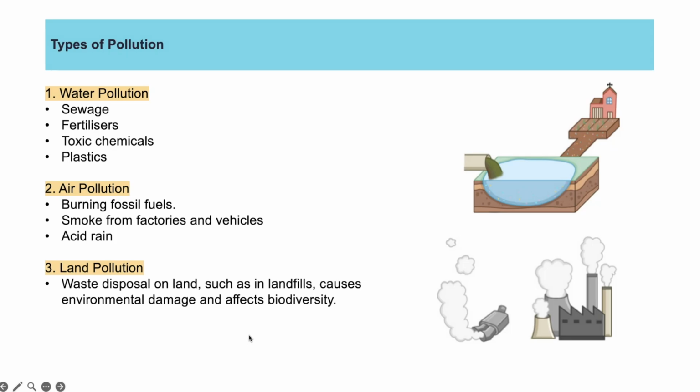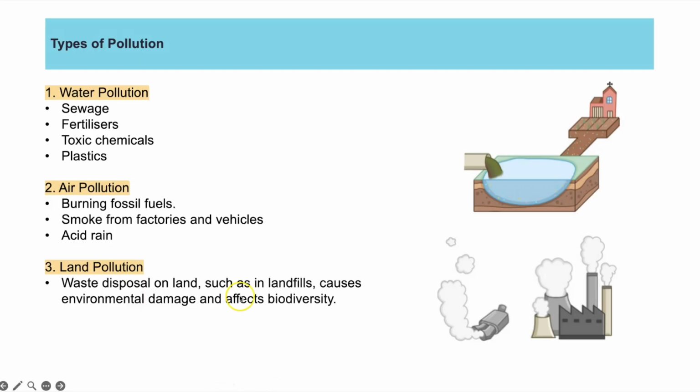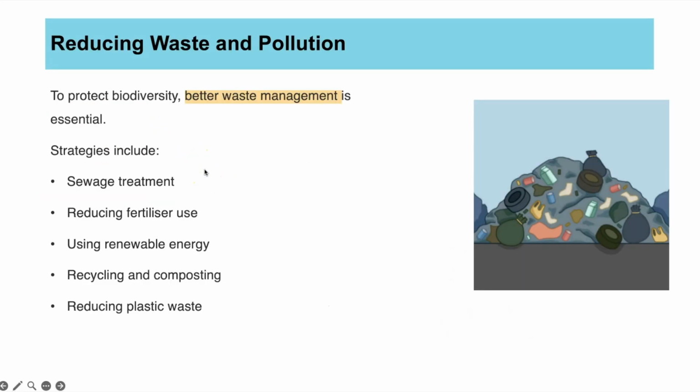So there's different types of things that can reduce biodiversity, starting with pollution. And you need to know about water pollution, air pollution, and land pollution. So if we start with water pollution, this could be untreated sewage going into waterways, fertilizers from farms going into water, toxic chemicals from factories, and even plastic pollution. And if these get into the water system, then they can have big impacts.